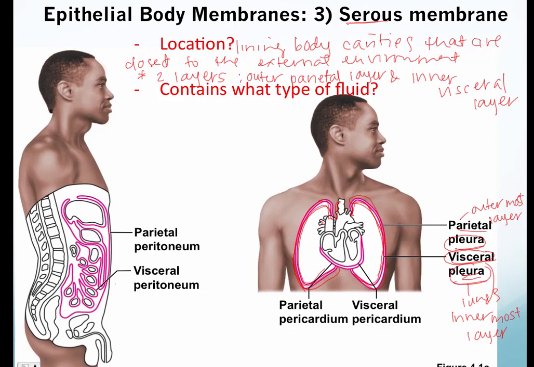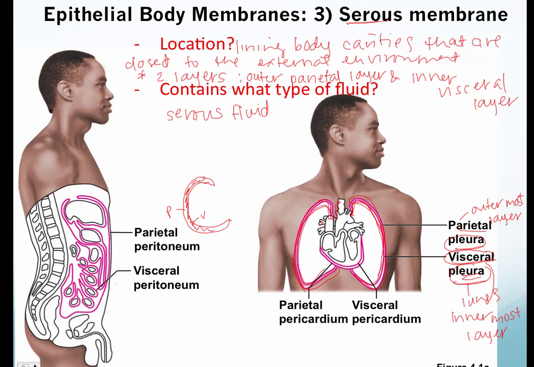Okay. And what is the function of this? So we said it lines these cavities, but between these two membranes, so here I'm just going to draw it really quick. Here's a parietal. Now I'm drawing the visceral. Inside is V, outside is P. In between these two layers, we have this nice fluid. And this fluid is called serous fluid.